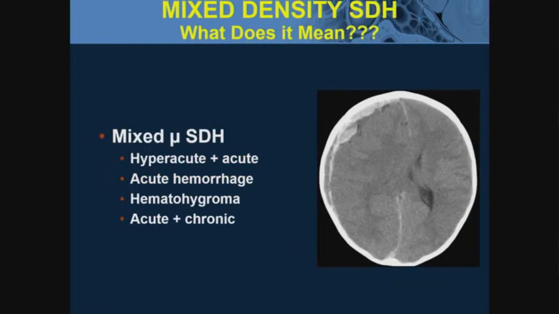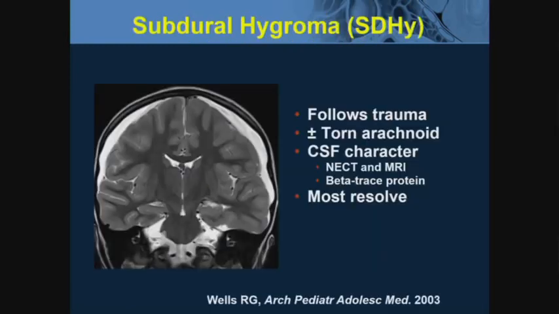It could be all acute hemorrhage, but with some unclotted acute blood. It can be a hematohygroma, or it can be acute plus chronic blood. So in this case of abusive head trauma, it could be any one of those, which is an interesting conundrum for the radiologist. So let's look at what the difference is.